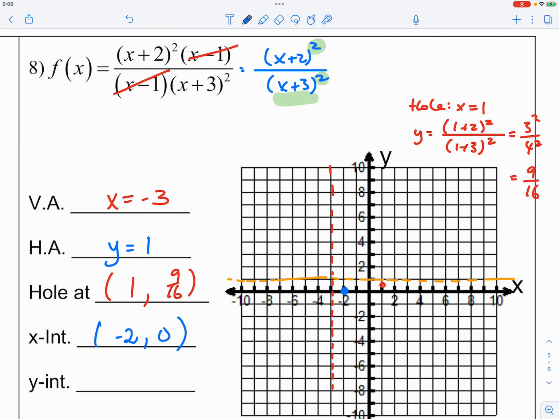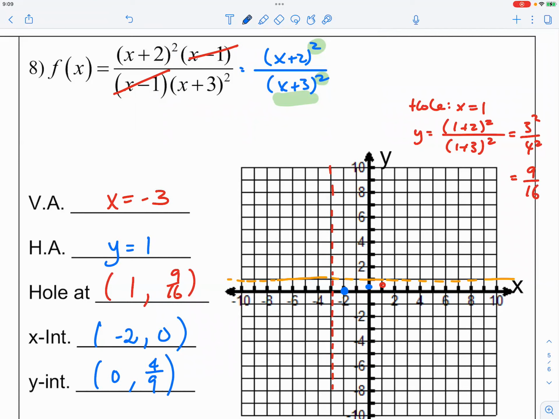Where's the y-intercept? You put in 0 for x. So 0 comma, and the numerator will be a 4 because of 2 squared. Then the denominator will be a 9. So somewhere right around here.